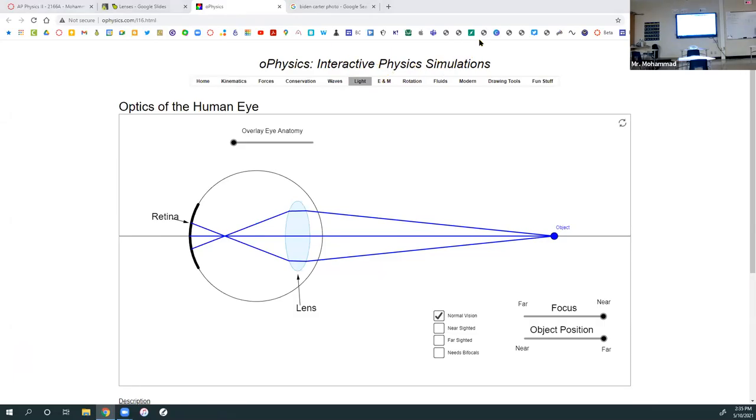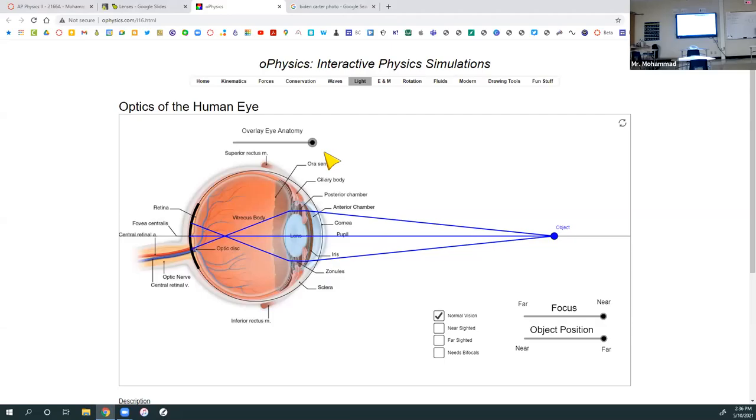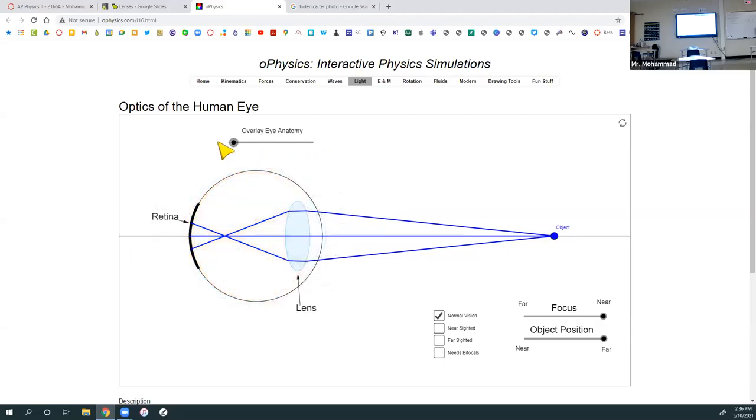So you can play around with this at your heart's content. But the basic things we're going to be talking about in terms of the eye are the lens and the retina here. If you want to see all the different parts of the eye, you can turn on this overlay and look at all the different components. But what we're really worried about are the lens and the retina here. So the retina is where light is projected, or if it's focused on the retina, that's when you see it clearly.